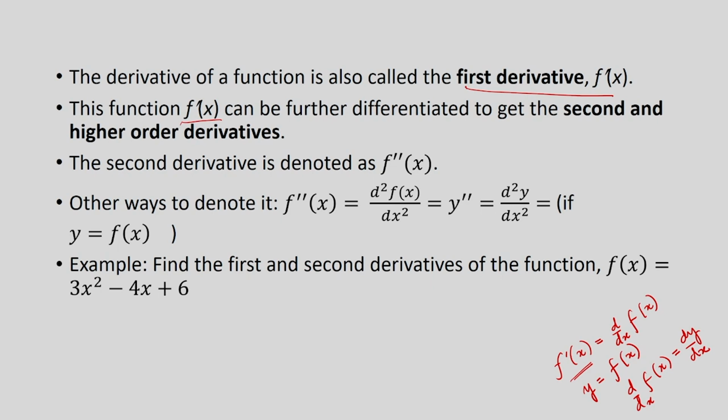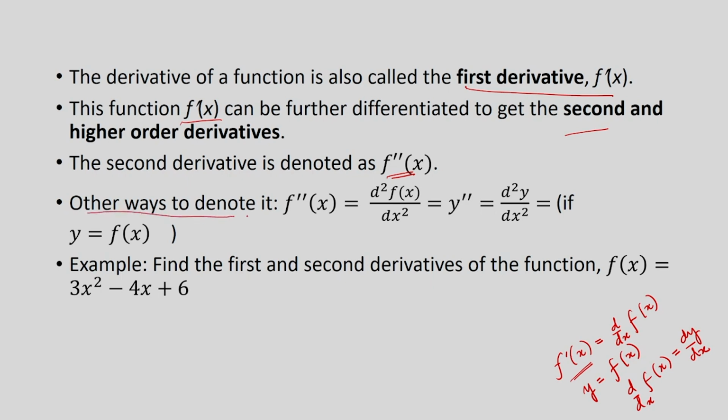Now, f dash of x itself is a function of x. So, it can be differentiated further with respect to x, and if we do differentiation of f dash of x once, then we get the second derivative. The second derivative is denoted by f double dash of x, so you have 2 dashes here. We are calling it the second derivative or double derivative of f of x.